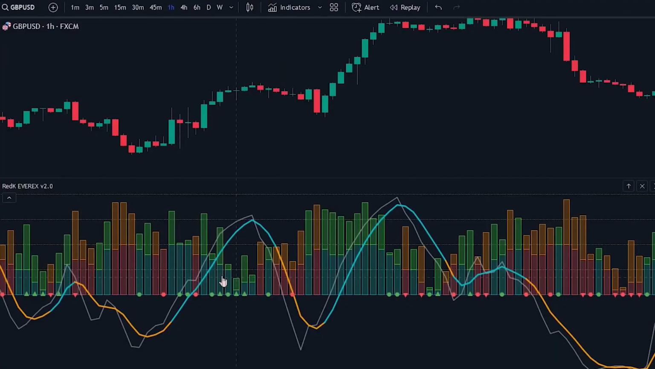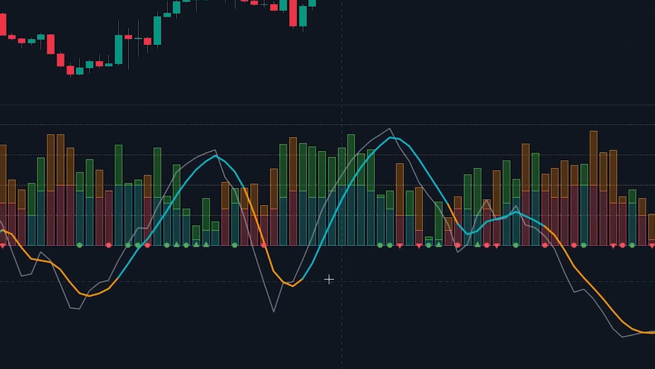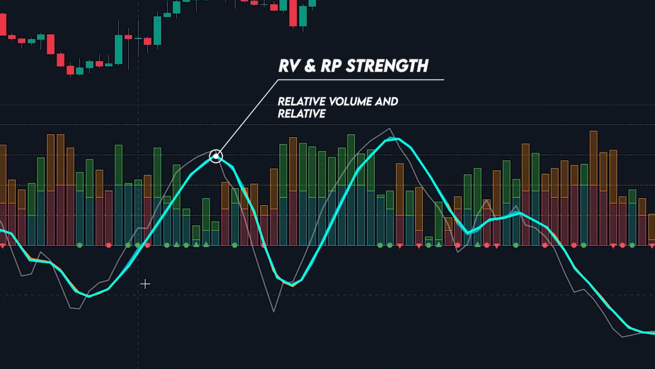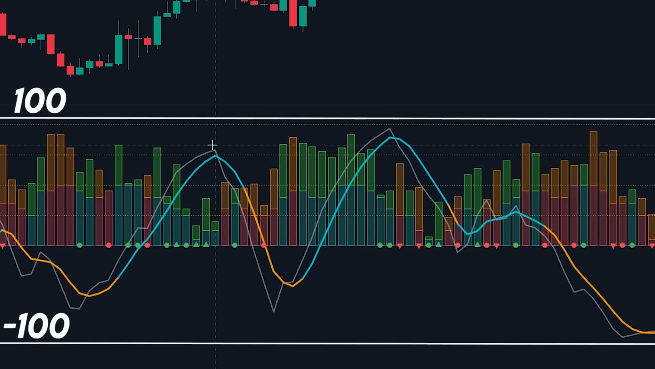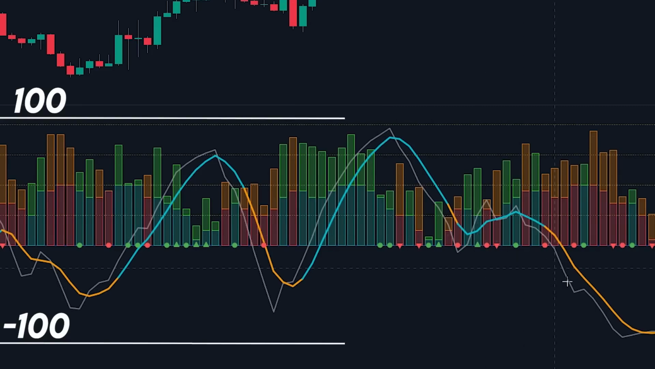The indicator consists of the following components, the first of which being the smooth relative rate of flow line, also known as the RROF line. The indicator calculates the values of relative volume and relative price strength, then it combines these values in order to create a moving index that can be used to track overall strength and detect reversals in market direction. The relative rate of flow line oscillates between the values of 100 and -100. By looking at the value of the line, we can determine if a bullish or bearish signal is given, along with the strength of the signal.